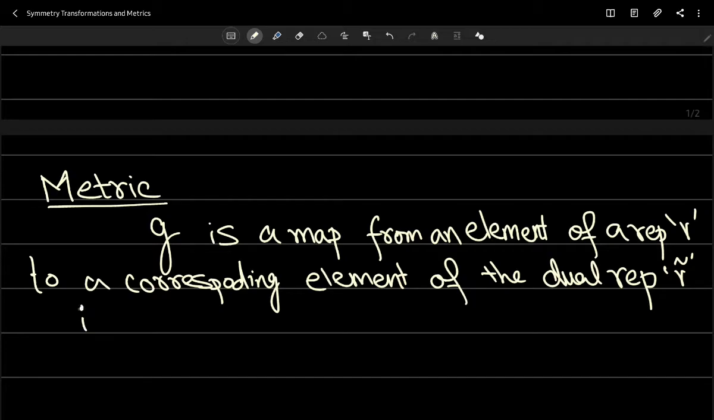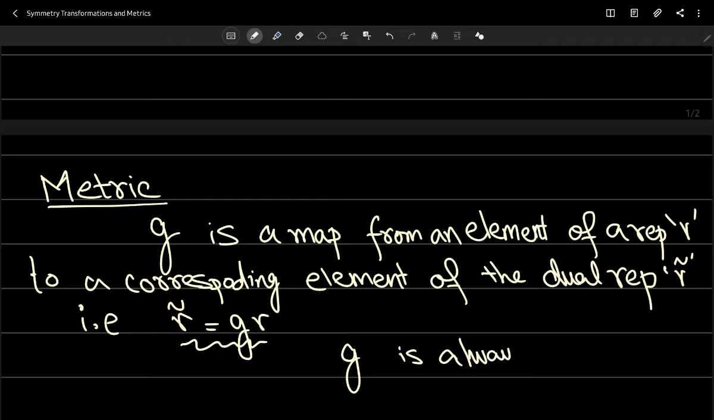Now what this means is that R tilde is given by G times R, right? And so this G is actually a map. And now you have to note over here that G is always symmetric, right? Okay, it's a symmetric matrix.